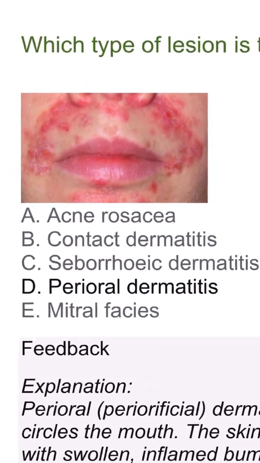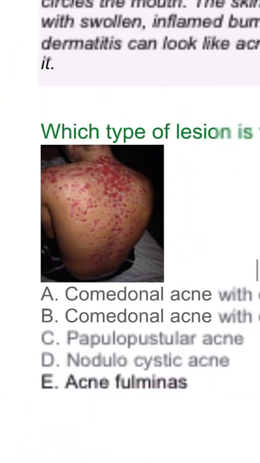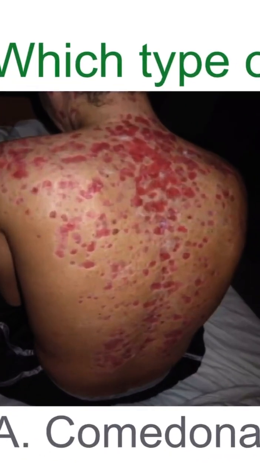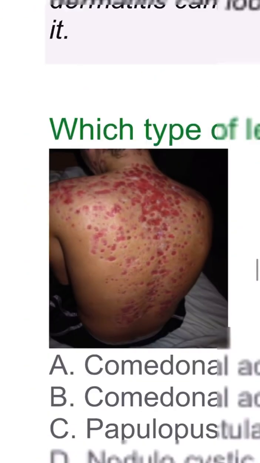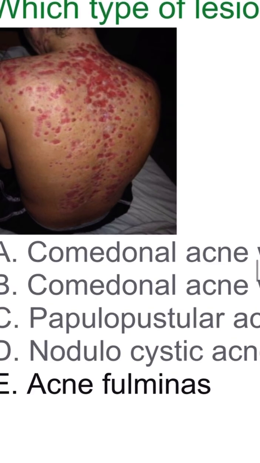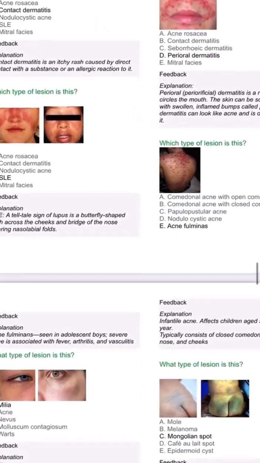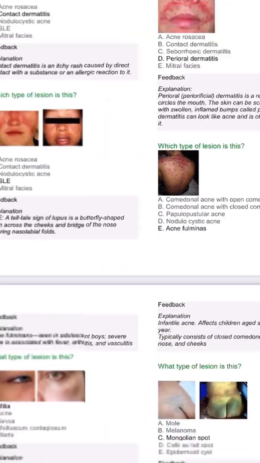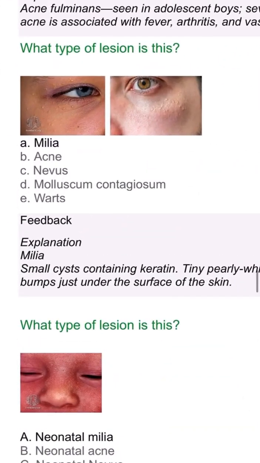Okay, so perioral dermatitis. Which type of lesion is this? So acne fulminans. Okay, so acne fulminans. This is an emergency. Acne fulminans is seen in adolescent boys. Severe acne associated with fever, arthritis, and vasculitis. Okay, fever, arthritis, and vasculitis. Acne fulminans. Okay, what type of lesion is this?